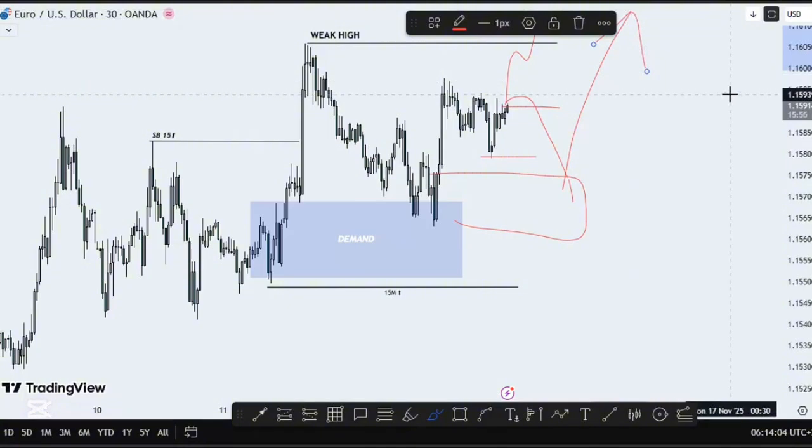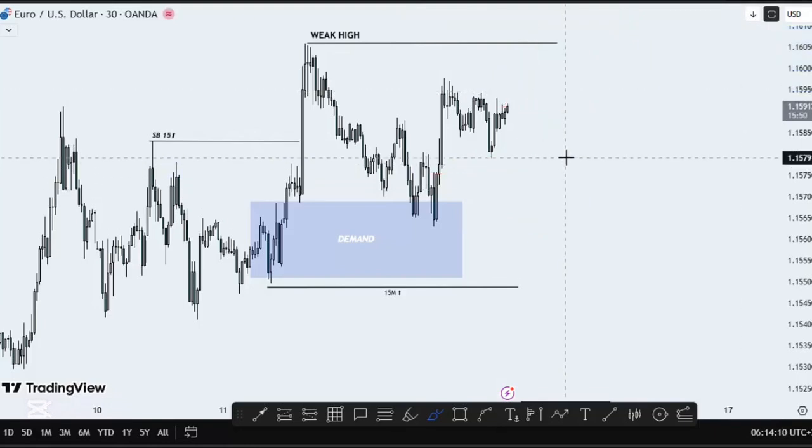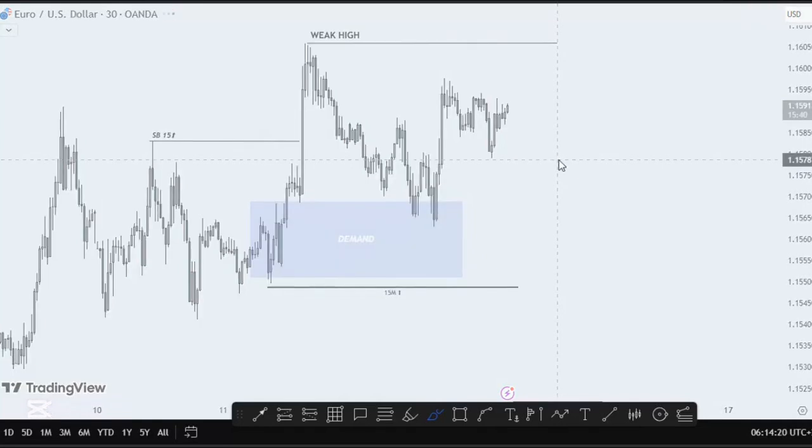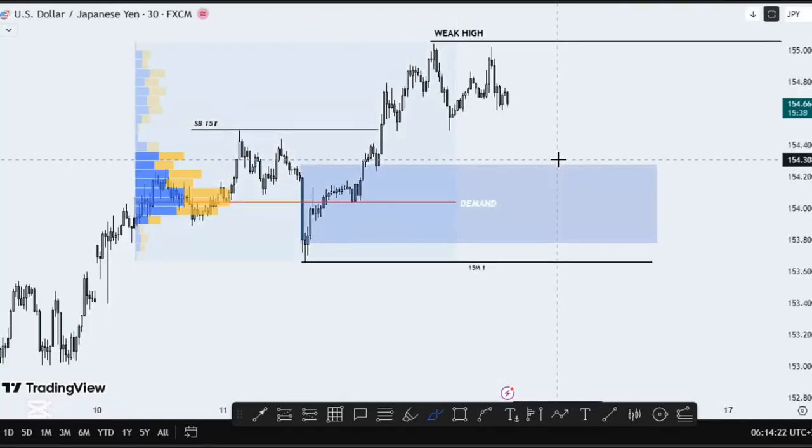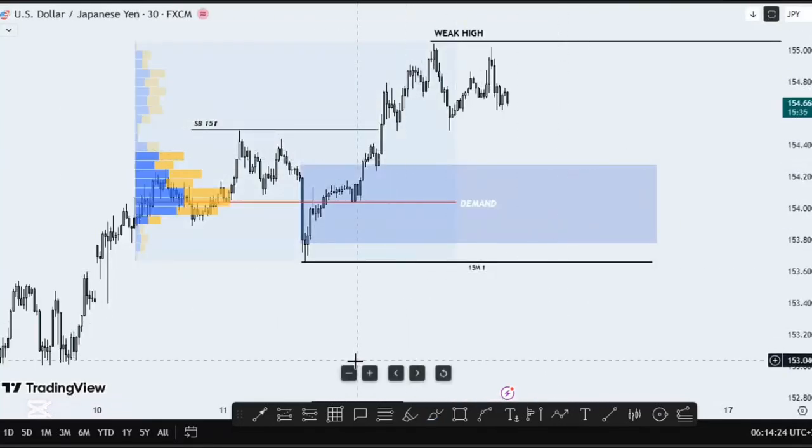So that's why you guys gotta be patient. If the price went up without giving us an entry, that's completely fine. We still got a lot of currency pairs that we can go through. And that's when it comes to the Euro USD. Now, let us go ahead to the next currency pair that we got, the USD JPY.